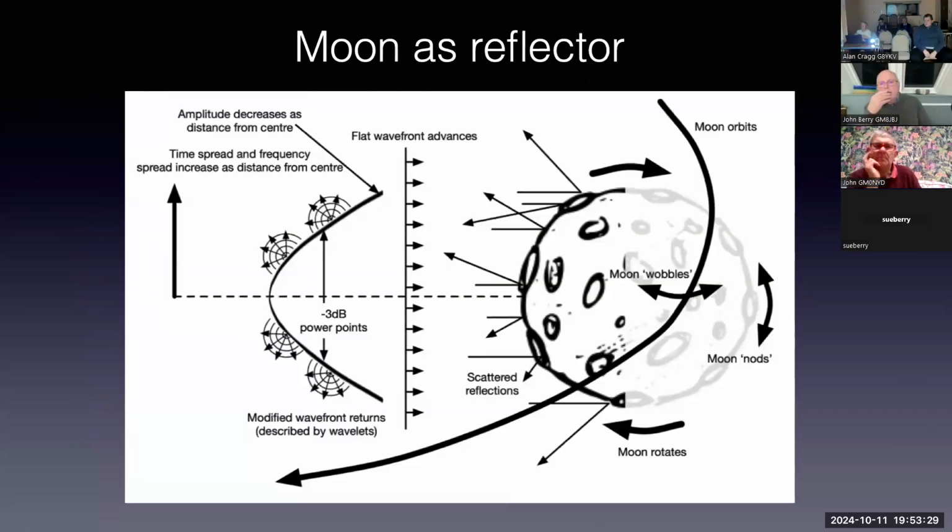So what happens with the moon? Let's get into the detail. It reflects, but of course it's not a perfect reflector. First of all, it's not a straightforward billboard. It's not a flat reflector. It's a sphere, and it's rough in parts. So reflections, in some cases, will not go straight back to the Earth. They'll go off into space.